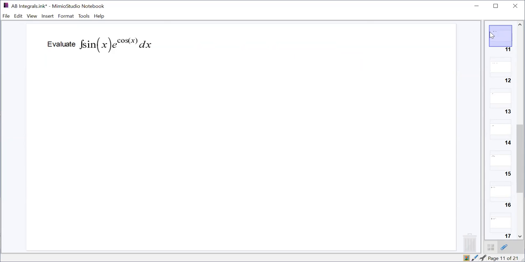Anybody just see a way? I mean, is this just one of the integrals off the rule sheet? Wouldn't e to the cosine x just stay the same?